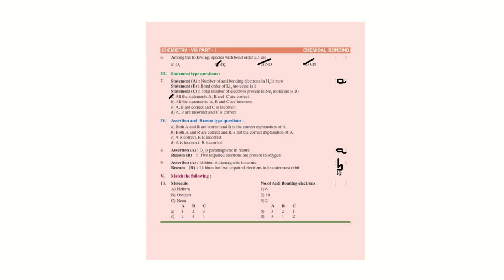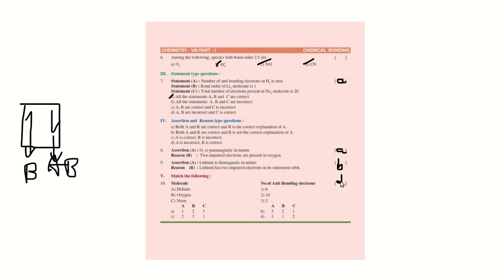So option is B. And next, looking at the matching, 10th one: molecule and number of antibonding electrons are given. Helium, oxygen, neon are the molecules given to us. We have to find the antibonding electrons. I'll give one hint for you. Normally you represent electrons in this way, right? Whichever are like this, they are the bonding electrons, first one. And whichever is opposite, that is called antibonding electrons. So the answer is D.